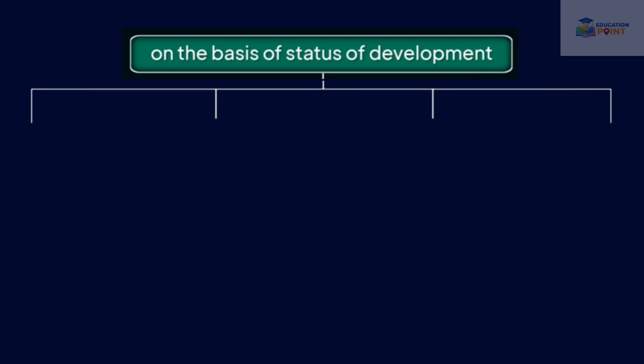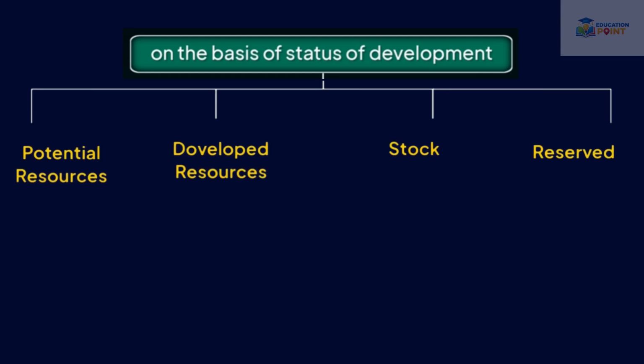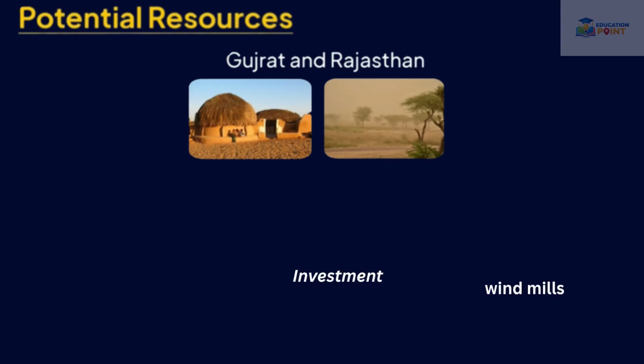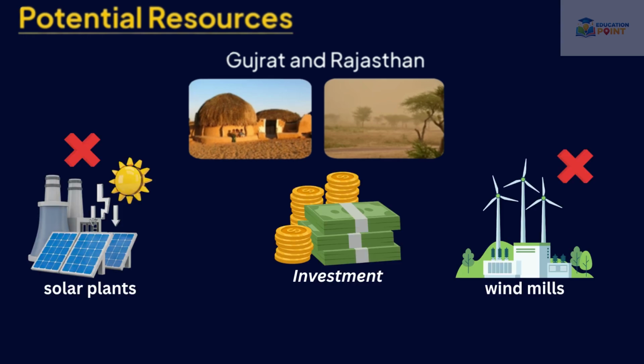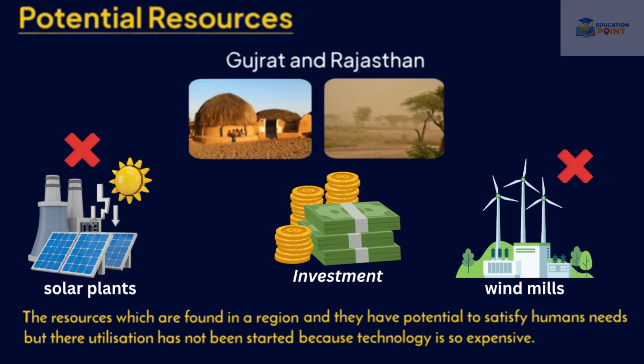Now we will study last classification, that is on the basis of status of development. On the basis of status of development, resources are classified in 4 categories that are potential resources, developed resources, stock and reserved resources. First, we will talk about potential resources by taking example of Rajasthan and Gujarat. Both states have large amount of solar energy and wind energy, but we cannot use them because of high investment cost. So potential resources are those which are found in a region and have potential to satisfy human needs, but utilization has not been started due to high investment cost.